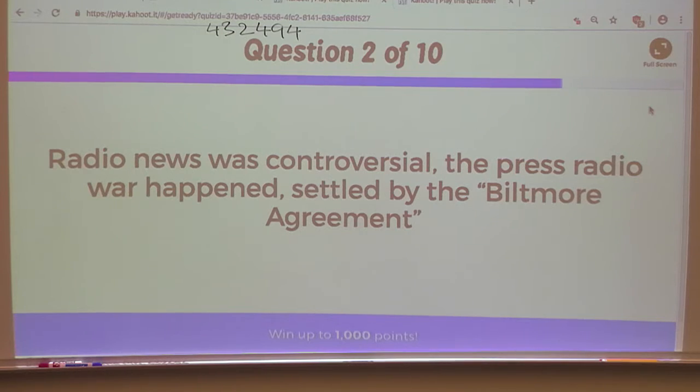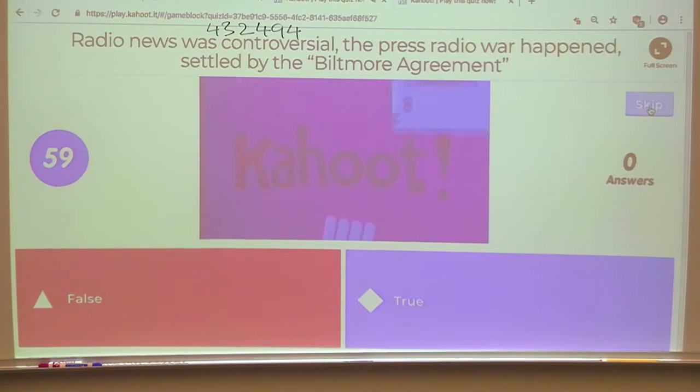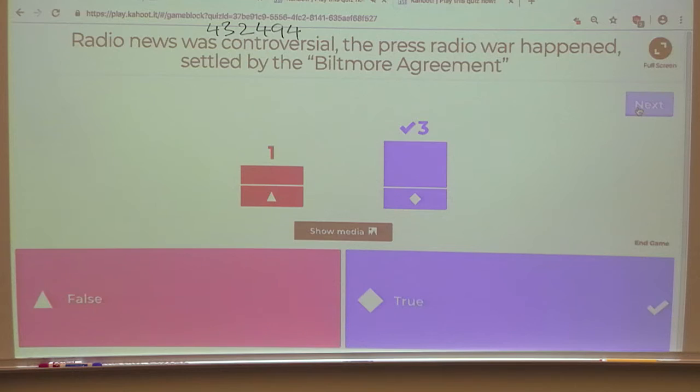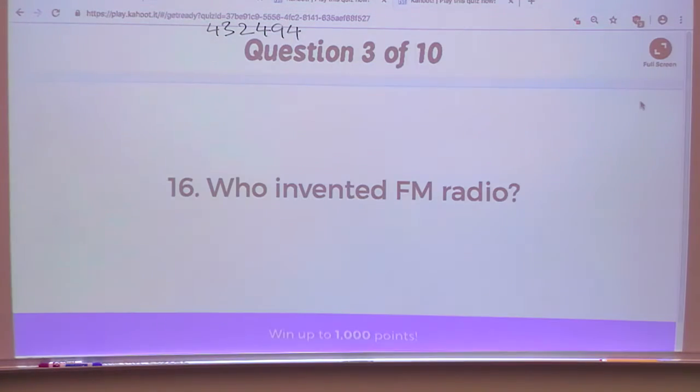Radio news was controversial. The press radio war happened, settled by the Biltmore Agreement. So a few people covered this in their essays, which was gratifying to see. So the correct answer is this is true. There was a Biltmore Agreement which allowed radio to go ahead and start broadcasting news, taken from the wire services.